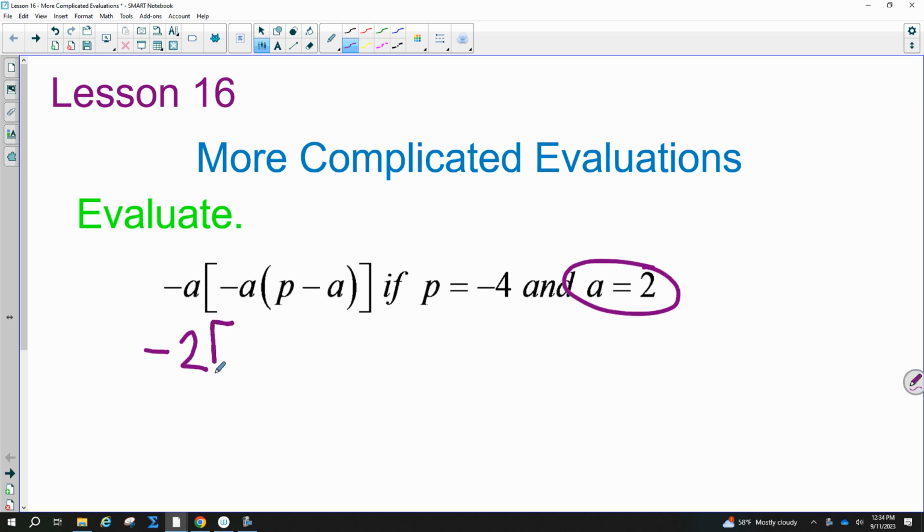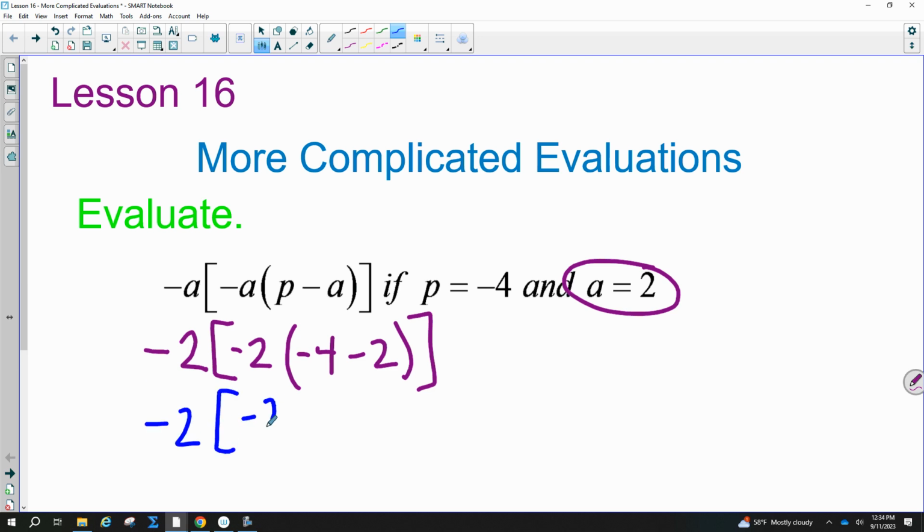All right, then I'm going to do the bracket. I have a negative, and then again, I'm going to plug in a 2. Then I have a parentheses from the problem. Now I'm going to replace the p with negative 4 minus, and the a gets plugged in with 2. All right. You have to start on your inside most parentheses. Okay, so I'm just rewriting, and then we need to actually evaluate this.